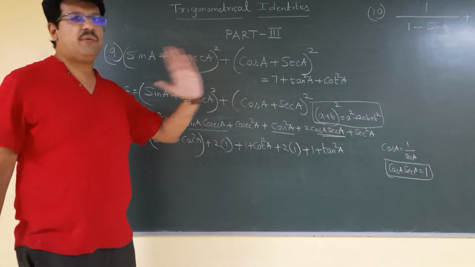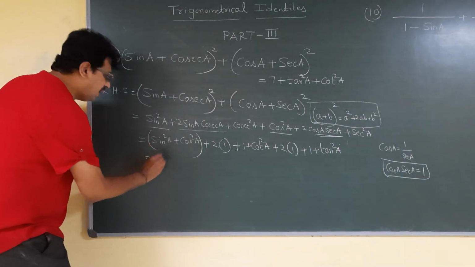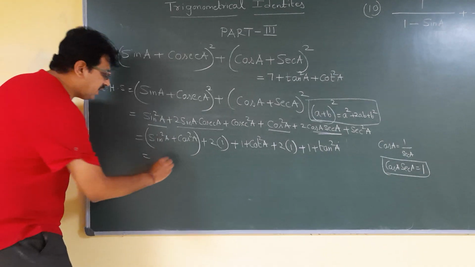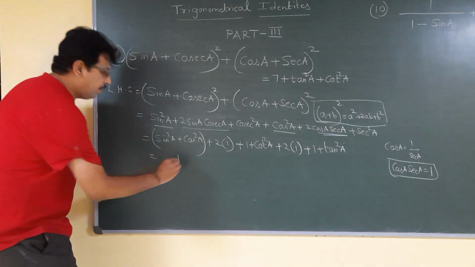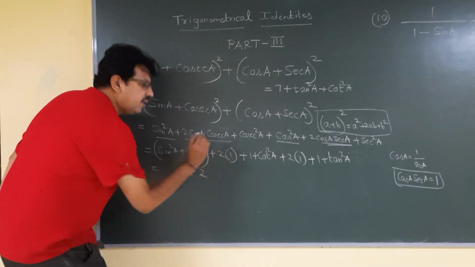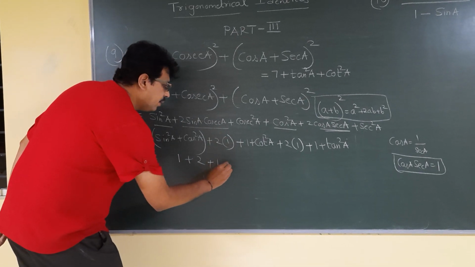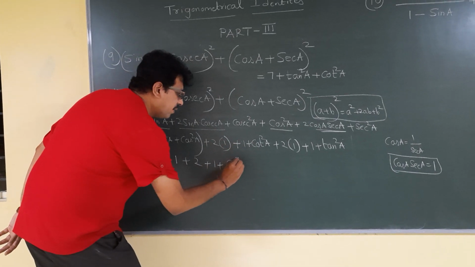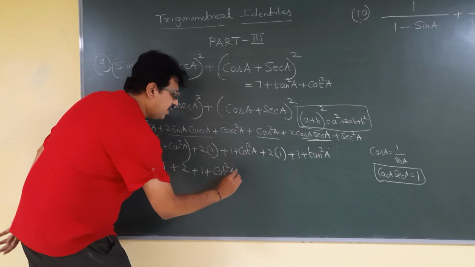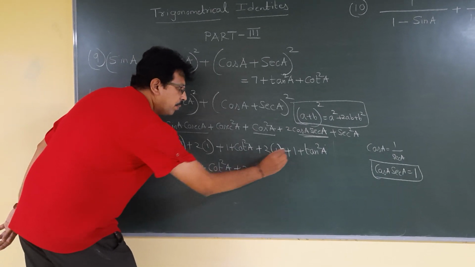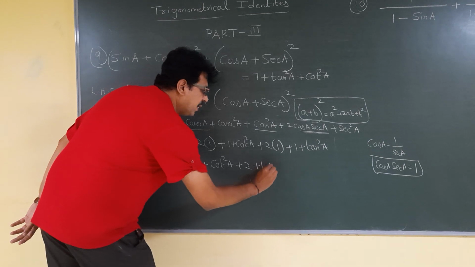Now we need to simplify this. The simplification is sin square a plus cos square a, which is 1, plus 2 into 1 is 2, plus 1 plus cot square a, plus 2, plus 1 plus tan square a.